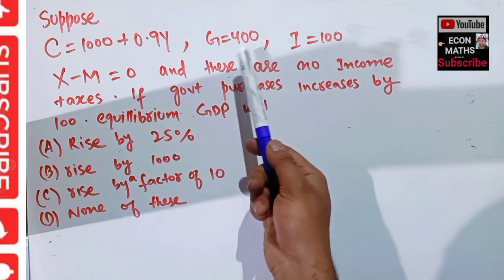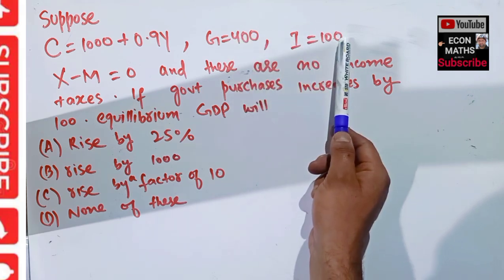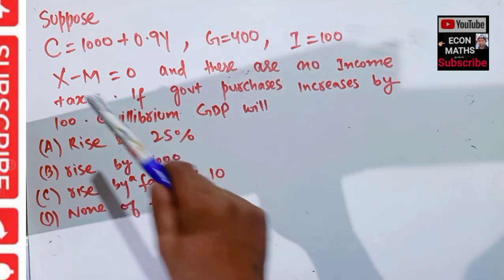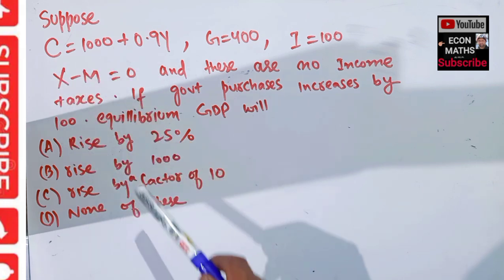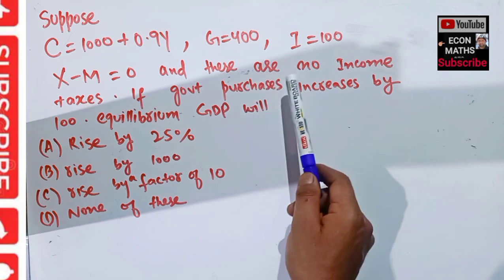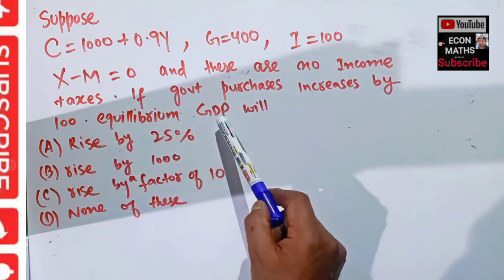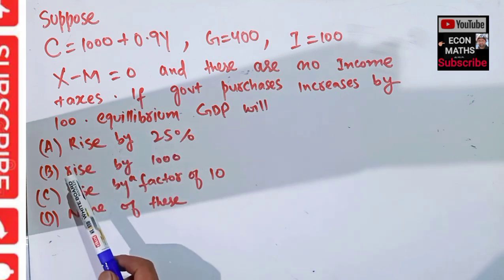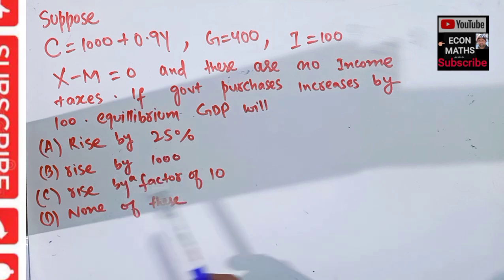Government expenditure is 400, investment is 100. Both are autonomous, either it is government expenditure or investment. X minus M, that means net exports, is 0 and there are no income taxes. If government purchases increase by 100, equilibrium GDP will, the options given are: rise by 25%, rise by 1000, rise by a factor of 10, or none of the above.